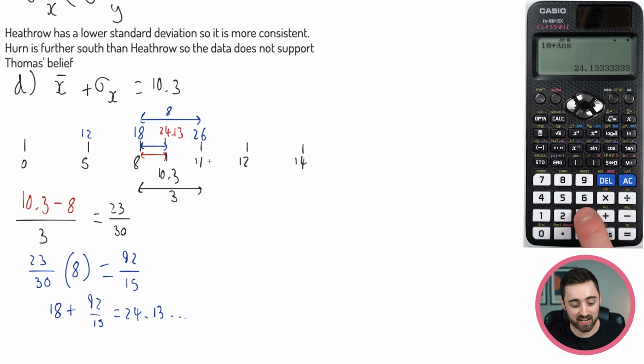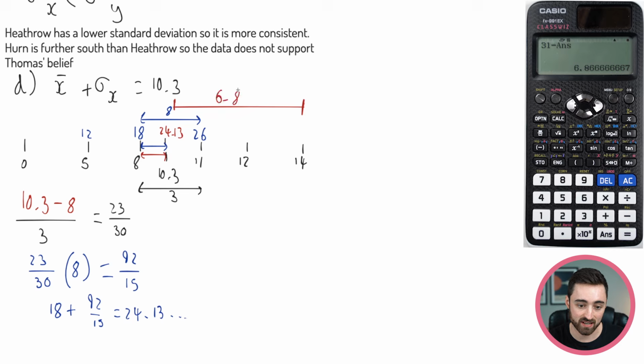So there's 31 days in July. So if I was to do 31 take away answer, that's going to be it. That's going to tell me that, all over here, I get 6.86 days, or in other words, 7 days.